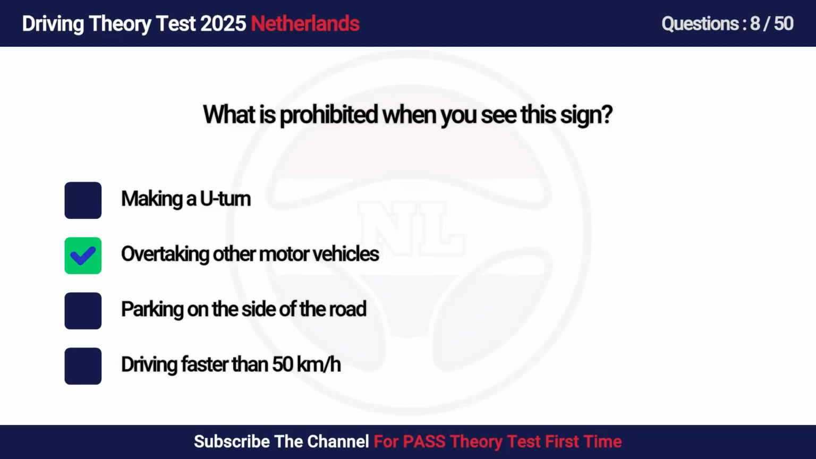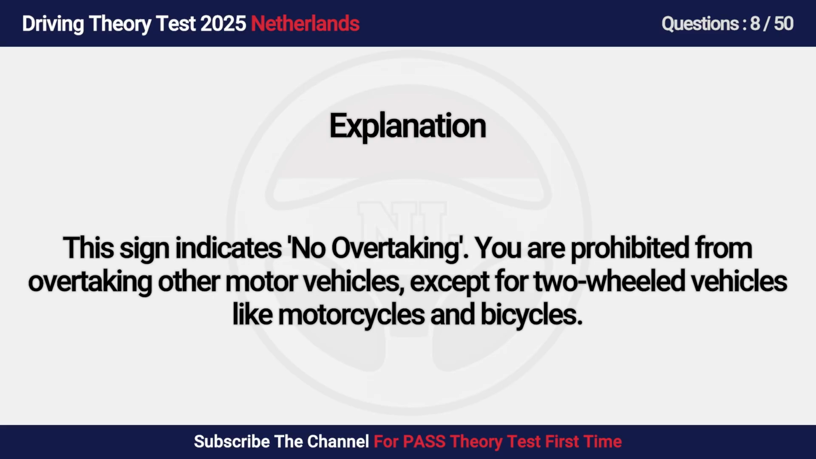Answer is B. Overtaking other motor vehicles. This sign indicates no overtaking. You are prohibited from overtaking other motor vehicles, except for vehicles like motorcycles and bicycles.